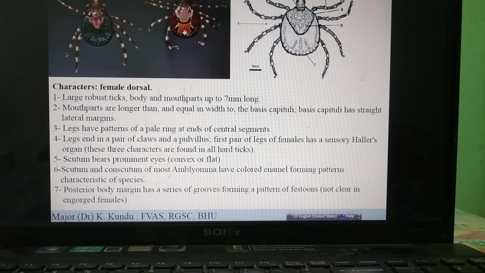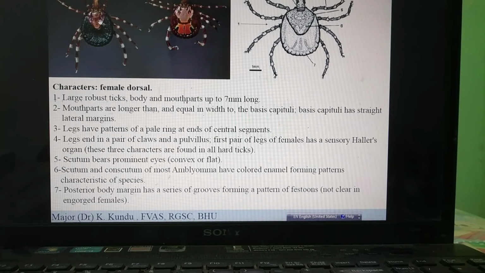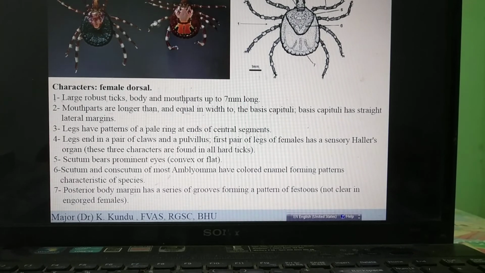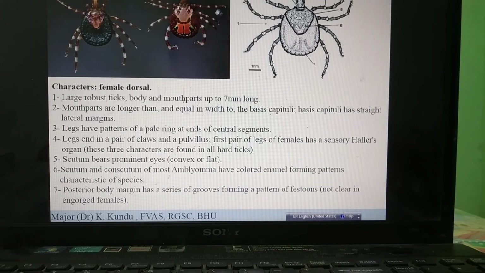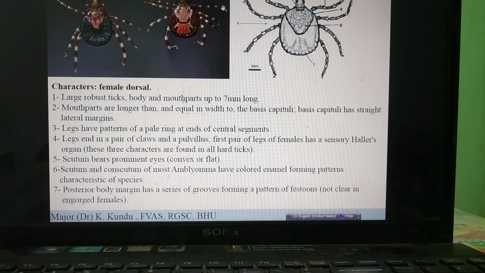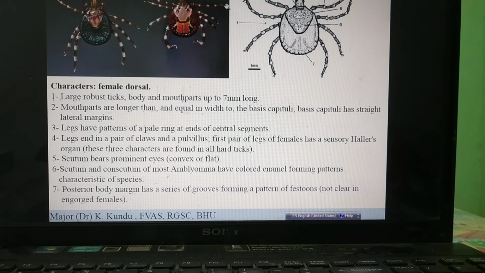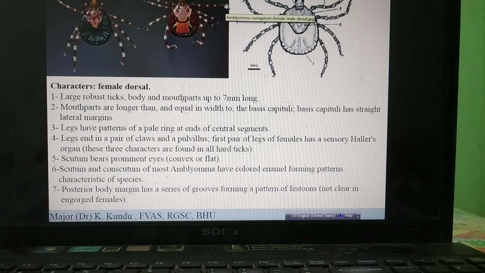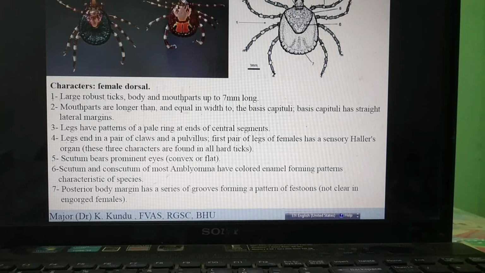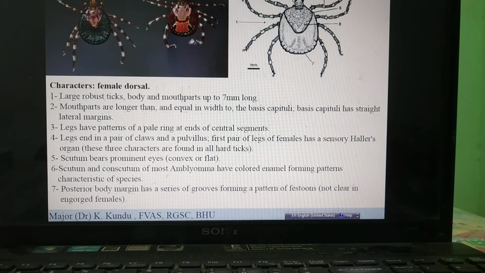So that is why they are ornate ticks. You can see the legs again, both male and female. The legs have got pale or whitish band-like pattern or ring-like pattern, that is why they are also called the bont-legged ticks. Similar to hyalomma, they are called bont-legged ticks. Similar to hyalomma, they have got long mouth parts, so they are longirostrate. They have festoons on the posterior margin.